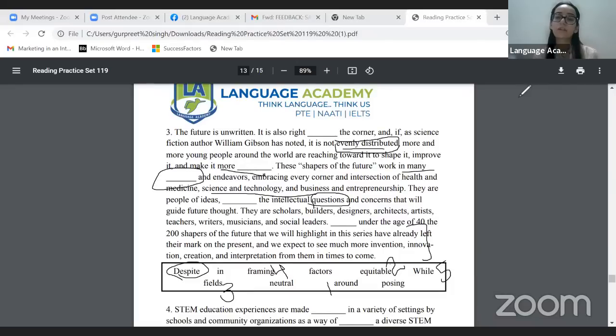Around the corner is a phrase, and based on the language, it is not evenly distributed. So we have to go with equitable, because that's the topic. It's not about neutrality. It's about even distribution, which is equitability. Many fields, because the examples are given and questions are framed. And despite cannot come because there is no contrast in the sentence. It's a completely positive sentence, so we can go with while, which here means being under the age of 40.